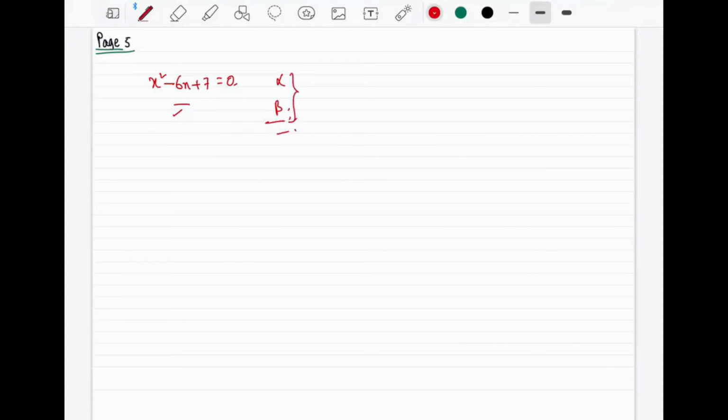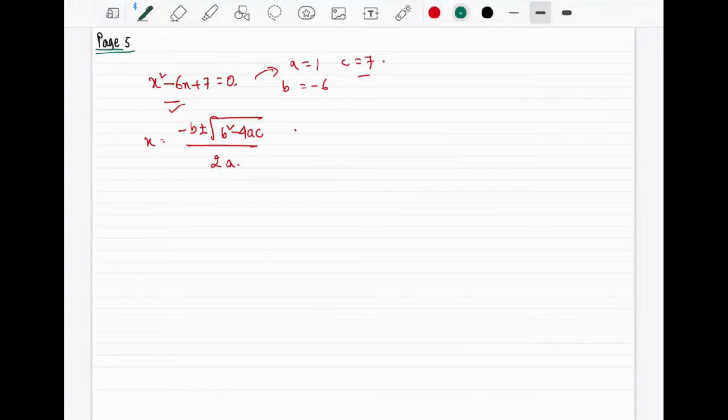What were the values? Let's just calculate it, okay? When we found out the roots of this equation, use the quadratic formula here: x equals minus b plus minus root over b square minus 4ac, by 2a. So here a is 1, b is minus 6, c is 7. You put in the values, you have 6 plus minus root over b square is 36, minus 4 into 7 into 1, we got 28, divided by 2 into 1 is 2. So we got 6 plus minus root over 8 by 2.